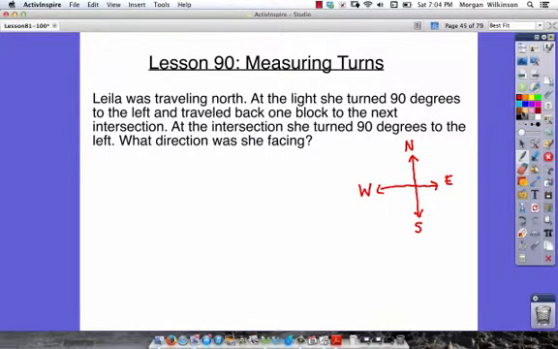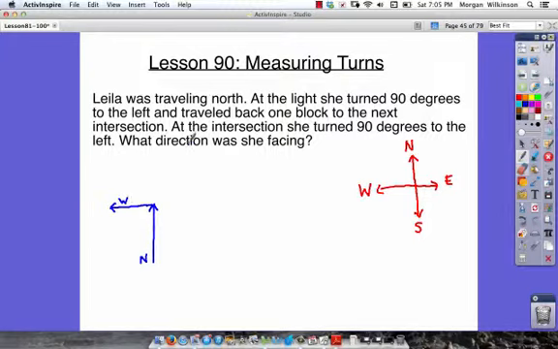So, Leela was traveling north. So she was headed north at first. At the light, she turned 90 degrees to the left. Now we know 90 degrees makes a right angle. So she's going to be traveling this direction. She traveled back 1 block to the next intersection. So here, in this direction, she's going west.